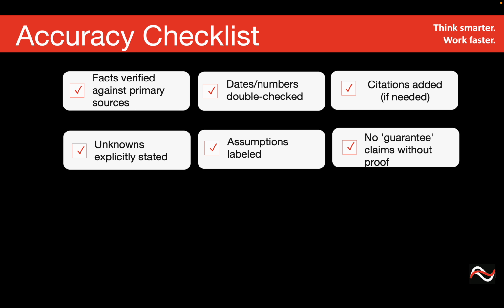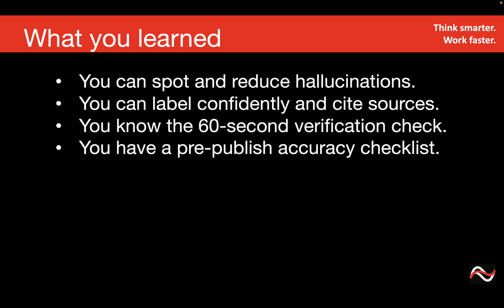Here's an accuracy checklist that you can also screenshot for future work. So here's what you've learned. You can spot and reduce hallucinations. You can label confidently and cite sources. You know the 60-second verification check, and you have a pre-published accuracy checklist.